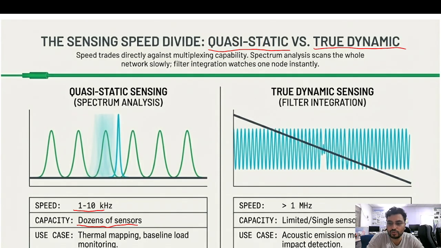Then the second one is true dynamic sensing, filter integration. The speed can be above 1 megahertz, but capacity is limited, with a single sensor per filter. And the use cases: acoustic emission monitoring and impact detection come under this. So these are the differences between quasi-static sensing and true dynamic sensing, where quasi-static sensing deals with spectrum analysis, and true dynamic sensing deals with filter integration.